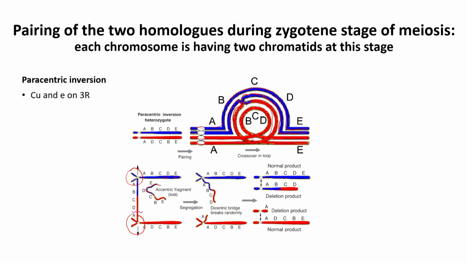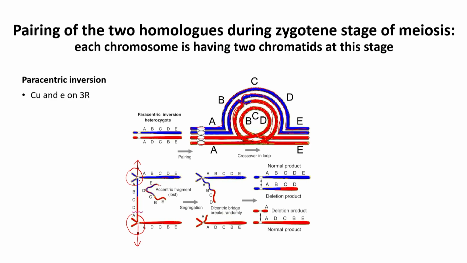Now, this is undergoing anaphase 1. When it is going to anaphase 1, there will be spindle fibers pulling in this direction, and spindle fibers will pull in this direction.